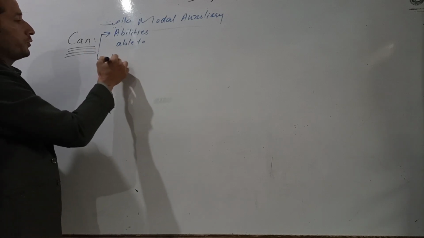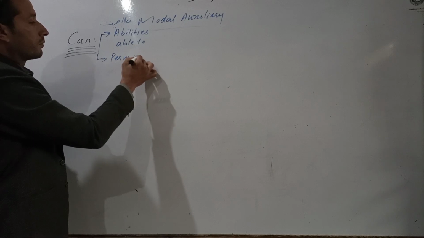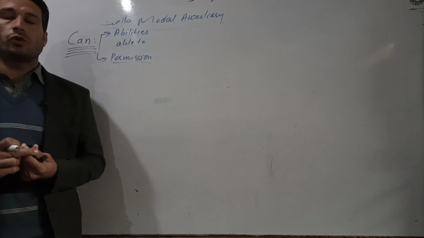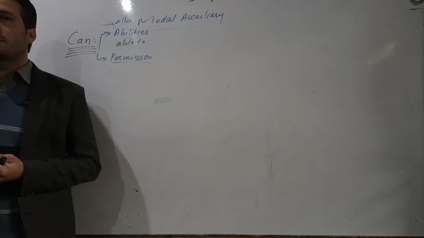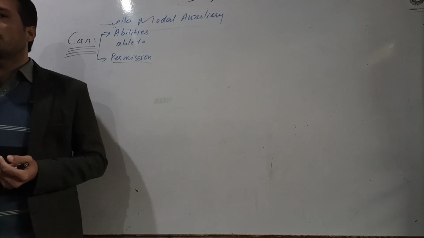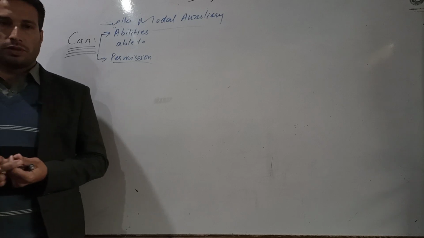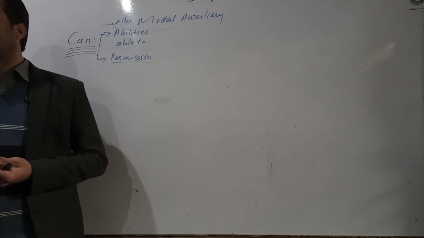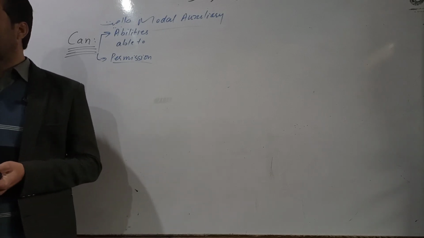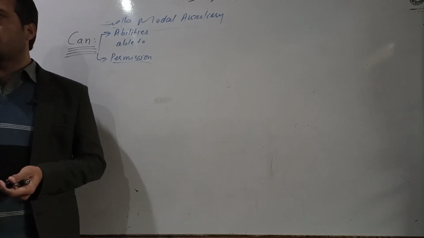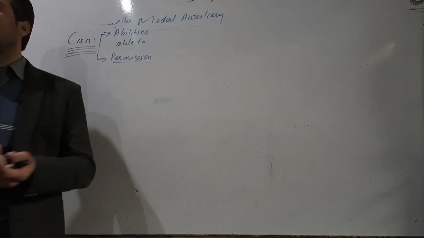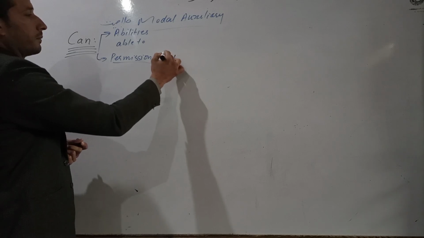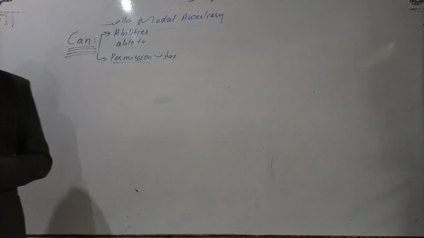Second, we can also use it for permission. Like when you say may I come in, you may also say can I come in, but can is a bit informal. Mostly when we talk with friends and ask them for permission, we can use can. For example, can I use your mobile phone, can I write in your notebook, can I use your pen. So we can take permission with can. Thus we can use can for permission as well.